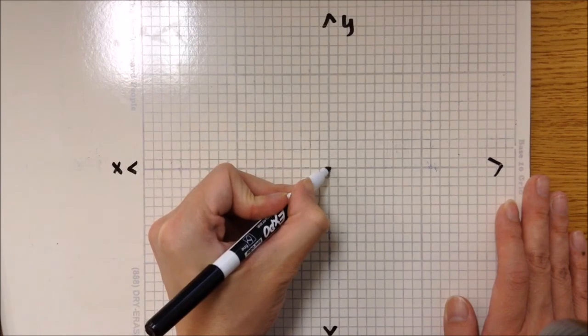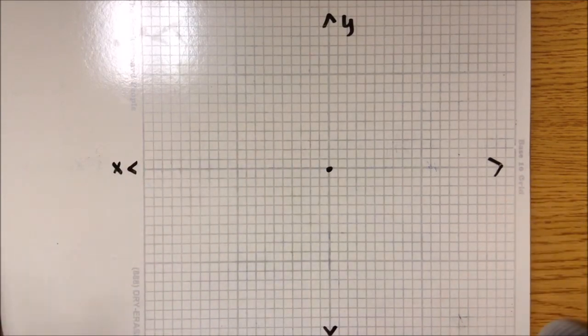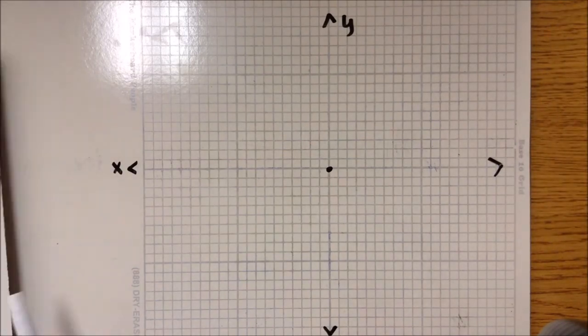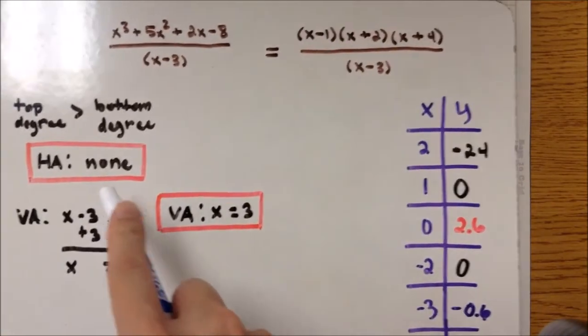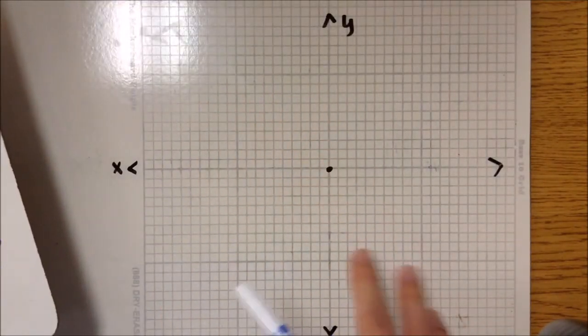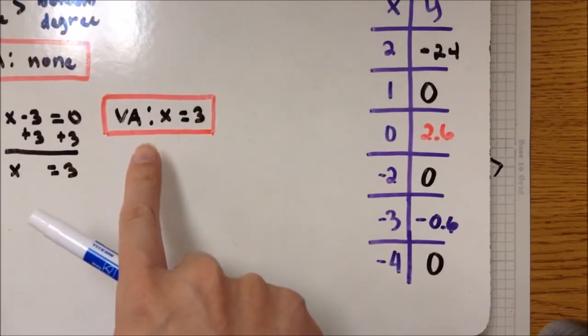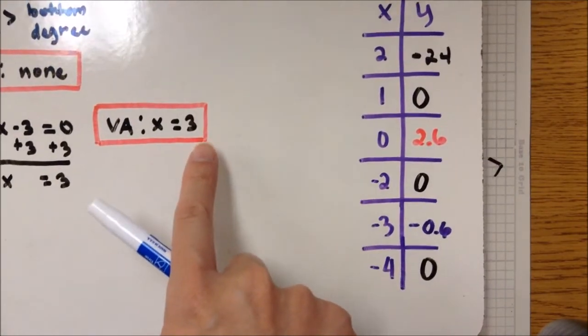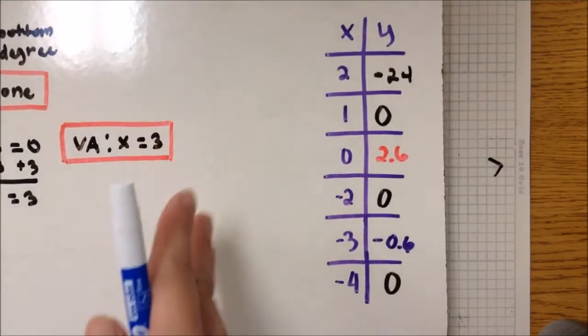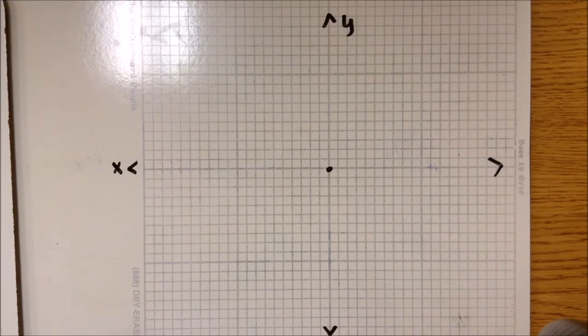And this is the center, the origin. Alright. Now, if we were to do the vertical asymptote, well, let's take a look. Horizontal asymptote, that means there's no horizontal lines. But we do have a vertical asymptote, x equals 3. So that means it's going to be a vertical line, or vertical dotted line.